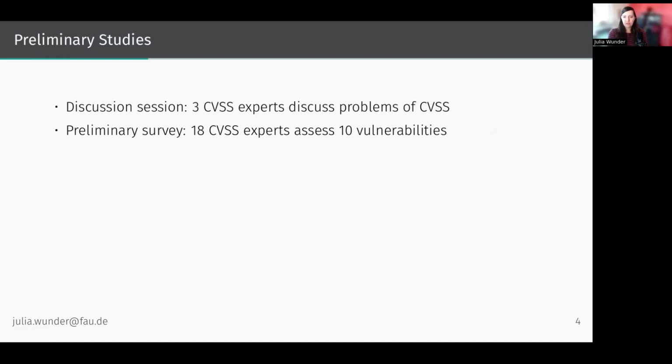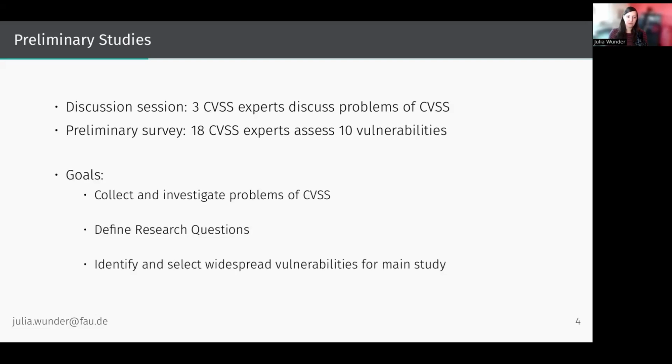After the discussion session, we conducted a preliminary survey where 18 CVSS experts assessed 10 selected vulnerabilities. And we also provided the participants a free text field where they could share their opinion about CVSS, their experience, and whether they had encountered any problems with CVSS yet. These preliminary studies helped us with 3 key points. The first thing was to collect and investigate problems of CVSS. We then examined them further. It helped us to define our research questions. And most importantly, it helped us to identify and select widespread vulnerability types for the main study that the participants later evaluated.